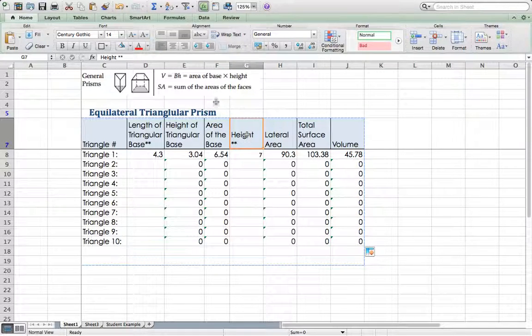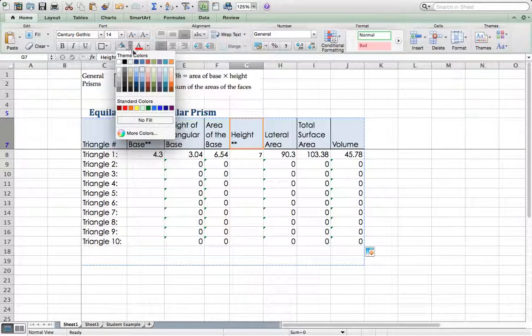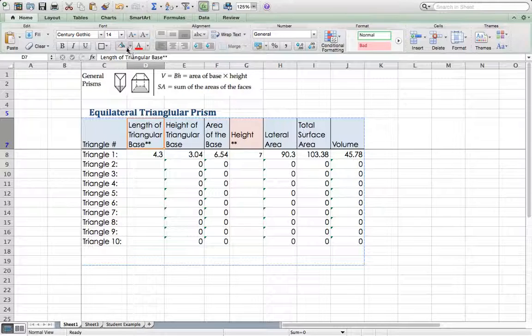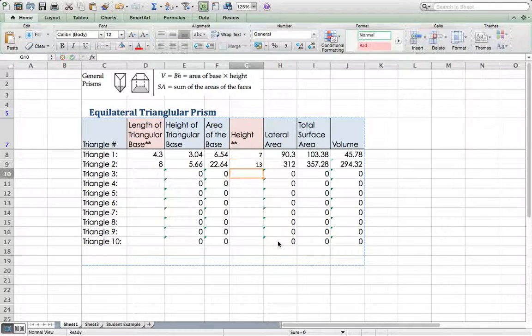Alright, I'm just going to make these red so that the user knows that's what they have to put in. Or you could have put height right here next to the length. So let's say the length of the triangular base is 8. So it can calculate what it can. Oh, it shouldn't be able to calculate total. Well, that's total surface area without the lateral. So the height, let's say, is 13 inches. And then it calculates everything for you. And it can do that forever.